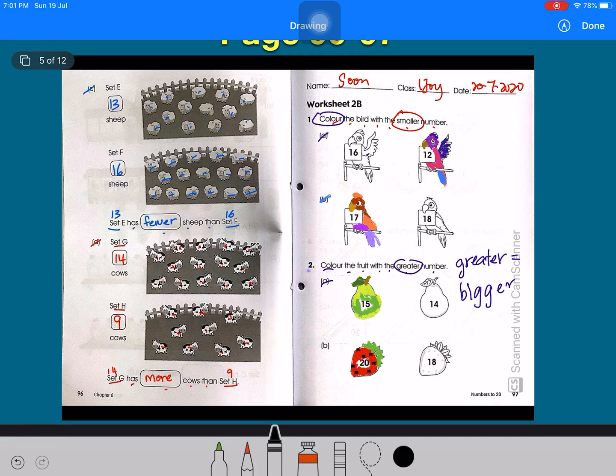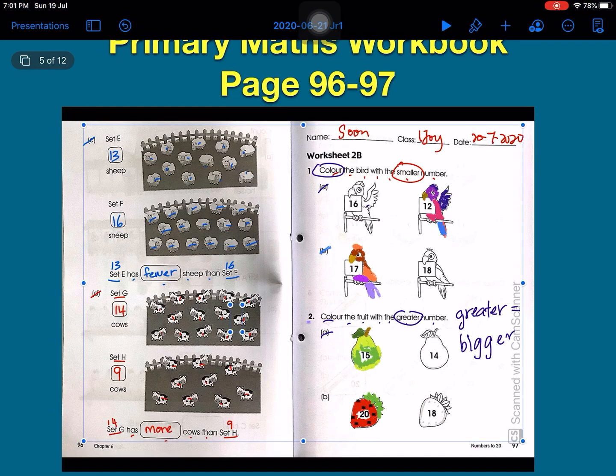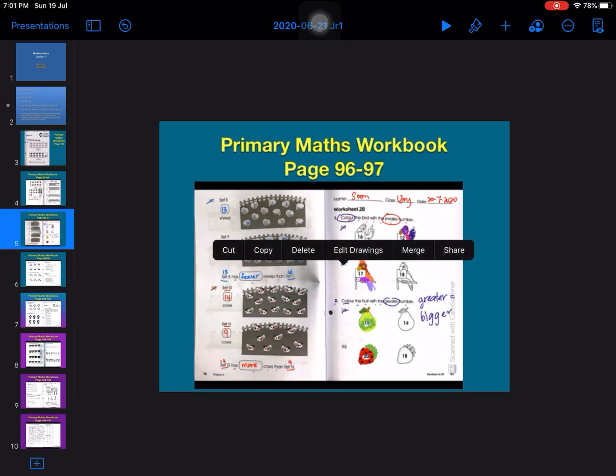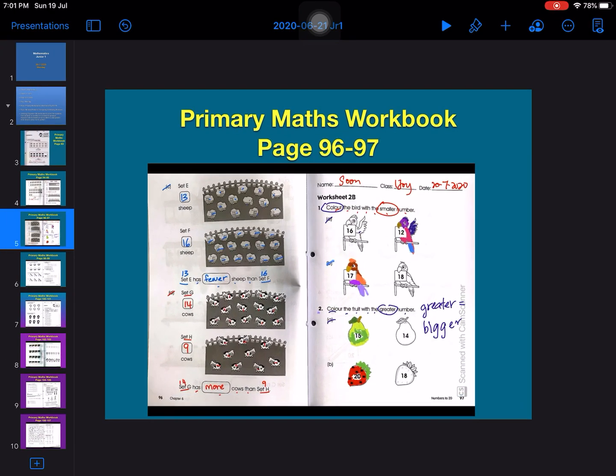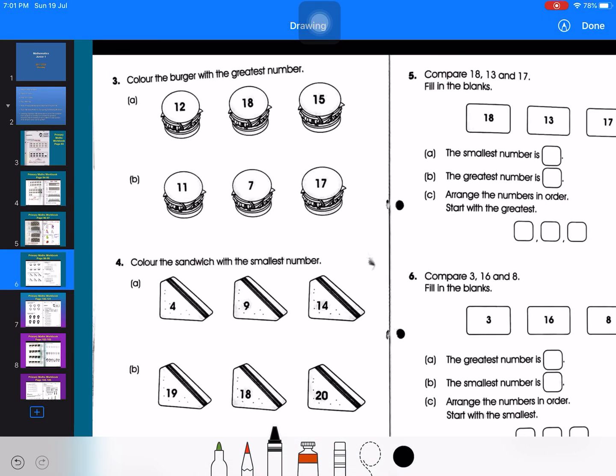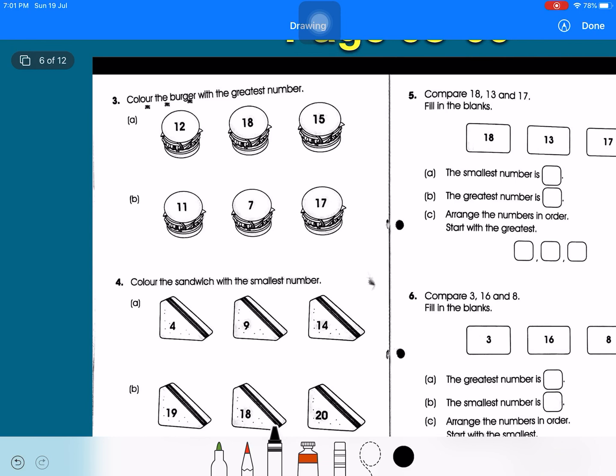Okay, done. So we move on to the next page. Yes, correct. Wait, so small already. Next one is page 98 already. Okay. Color the burger with the greatest number. So color the burger with the greatest number.